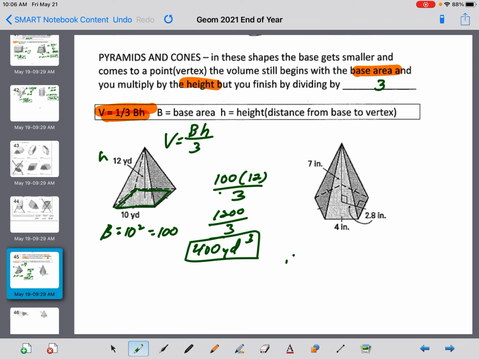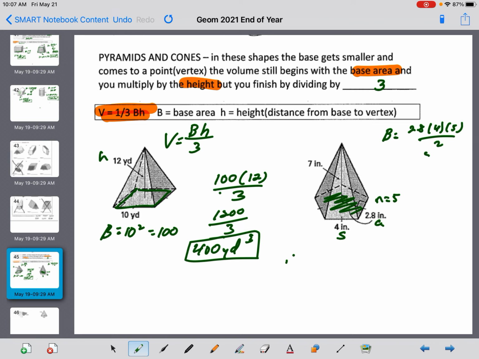This one's a pentagonal pyramid, so your capital B here is going to be apothem times side length times n, divided by 2. Your n is equal to 5, so you're going to do 2.8 times 4 times 5 divided by 2. Is it the same pentagon? Yeah, it's the same pentagon that we just had on the prism page. We're just trying to find the area of this pentagon at the bottom, get our capital B done.